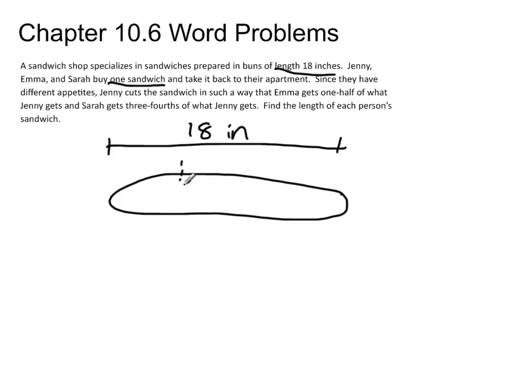So they're cutting up the sandwich. Say that's a piece and here's another piece. There's what Jenny has. There's what Emma has. And I spelled Emma wrong. And then there's Sarah.